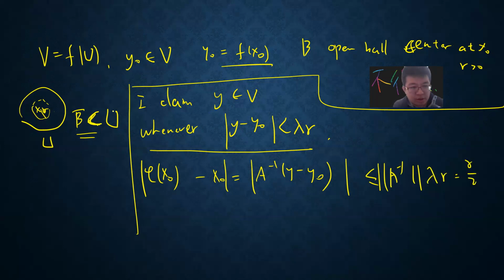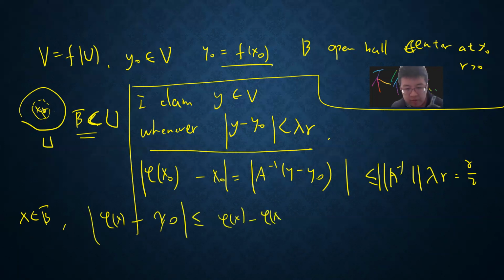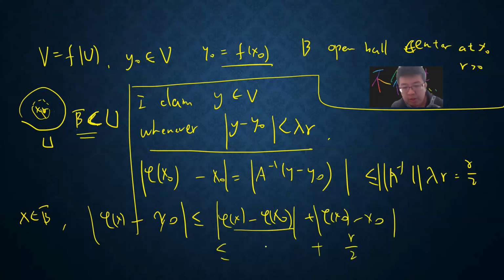Now for any point x belonging to B bar, the norm of phi of x minus x0 equals the norm of phi of x minus phi of x0 plus phi of x0 minus x0. The first term is bounded by half times the norm of x minus x0, by the previous results, and the second is bounded by r divided by 2. By definition, x minus x0 is less than r.